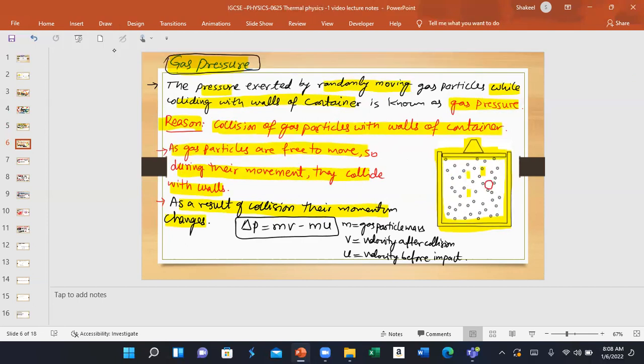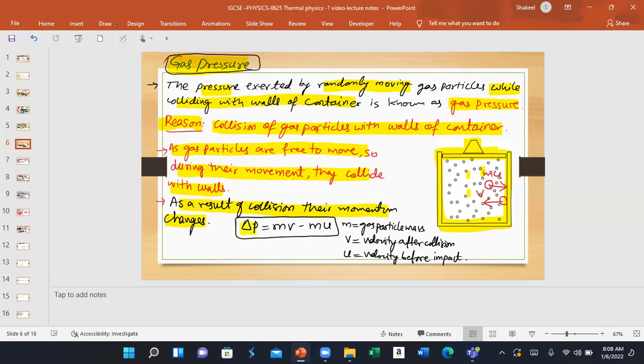If a particle of mass m is going to hit the wall with initial speed u, then it is going to rebound with the speed v, right? So as you can see, the direction changes. That's why its velocity changes and momentum also changes. So we say that whenever a gas particle collides with the walls of a container, its momentum changes, right?